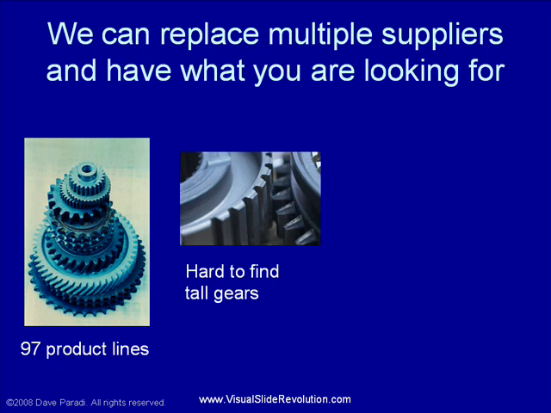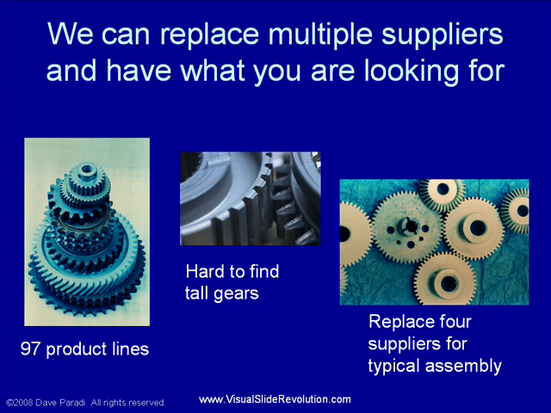Those hard to find tall gears, normally you have to call 4 or 5 places before you can find the one that you really need. Not a problem. We have them in stock all the time. In a typical assembly, and talking to our customers, and they're probably similar to yours, an assembly is going to take probably gears from 4 different suppliers because not everybody carries everything. Well, we do. We carry it all. So we've just replaced 4 different suppliers. Makes it so much easier for you to go ahead and get those assemblies done.